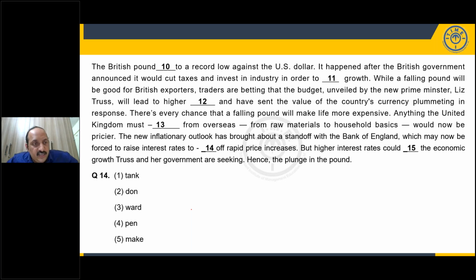So due to the inflationary outlook, the Bank of England is now forced to raise interest rates to avoid the price increases. So what do they think? As inflation will be there, there could be price increase. So to do that, if they raise the interest rates, people will stop spending money. When interest rates are raised, people start saving more, and due to that, the price can be further brought down. So to tank off rapid prices increase, no.